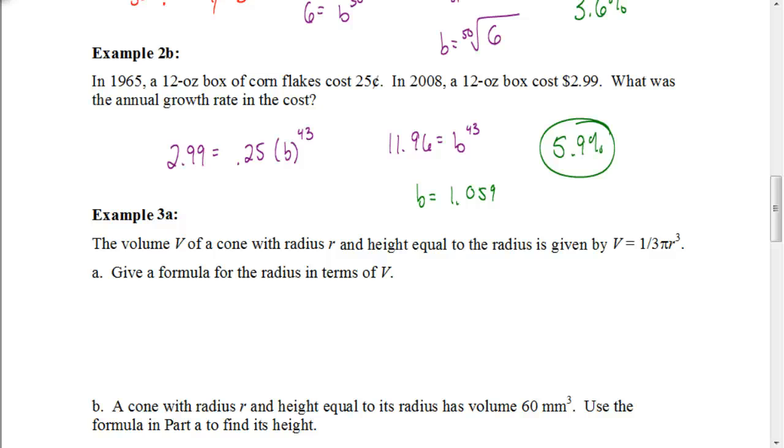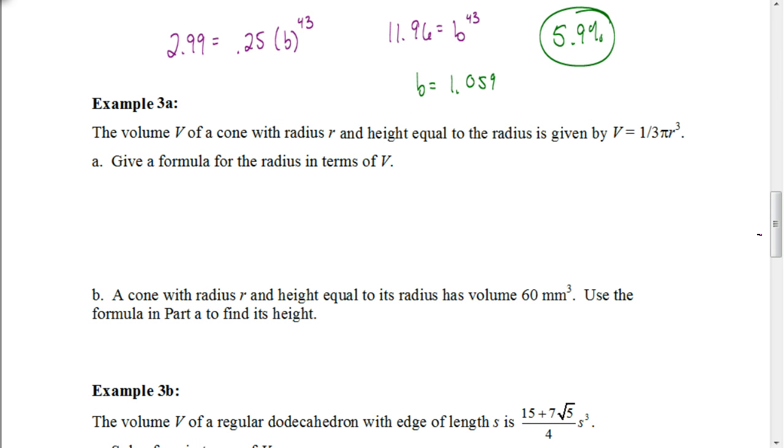Okay, you should have gotten 5.9% as your answer, because we know that the original amount for the box of corn flakes was 25 cents, or 0.25. We're trying to figure out what the annual growth rate is. We're trying to find B. From 1965 to the year 2008, that's a difference of 43 years, so your time is 43 years, and our ending amount in 2008, the 12-ounce box, cost $2.99. So you divide both sides by 0.25 to get 11.96. Take the 43rd root, or take each side to the 1 over 43 power, and you get 1.059, which as a growth rate percent would be 5.9%.